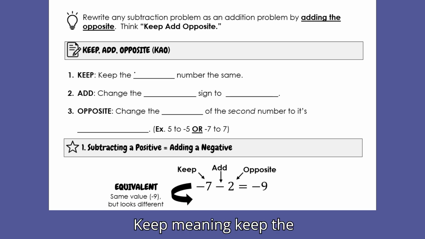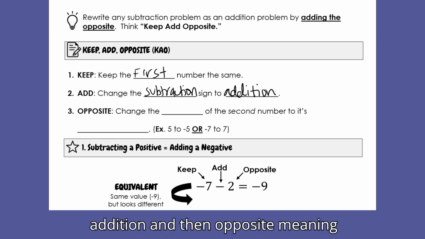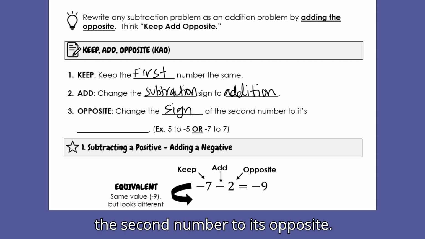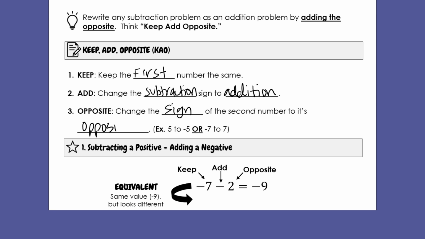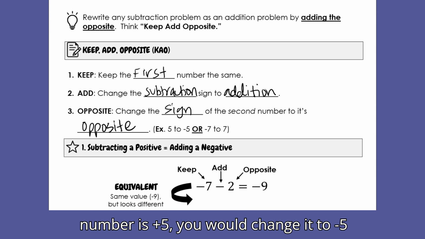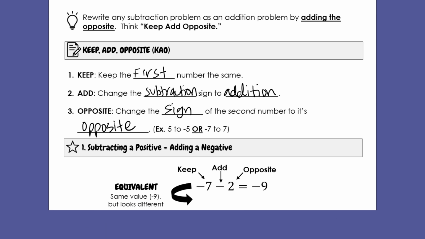Keep meaning keep the first number the same. Add, change the subtraction sign to addition. And then opposite meaning change the sign of the second number to its opposite. So for example, if that second number is positive 5, you would change it to negative 5. Or if it's negative 7, you would change it to positive 7.